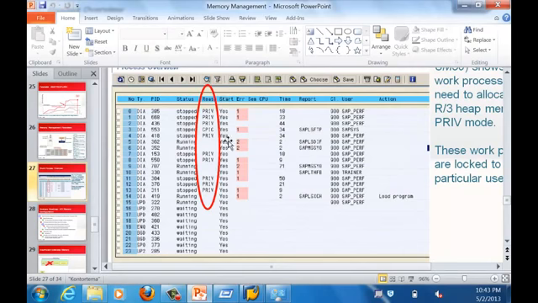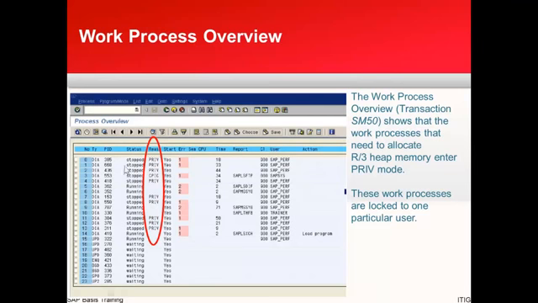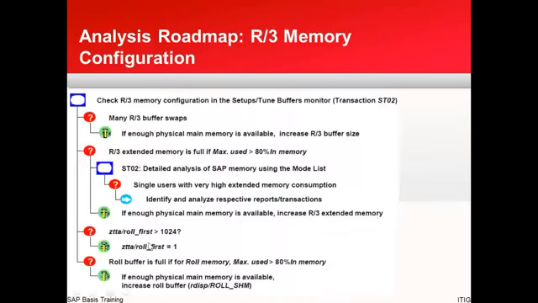Just take note of this screen. Basically you may see this screen when the system is running out of memory. Here this is R3 heap memory. It is getting exceeded, so the system is getting into private mode. Now the ST03 transaction, basically it's the analysis roadmap. Let's get into the next one.